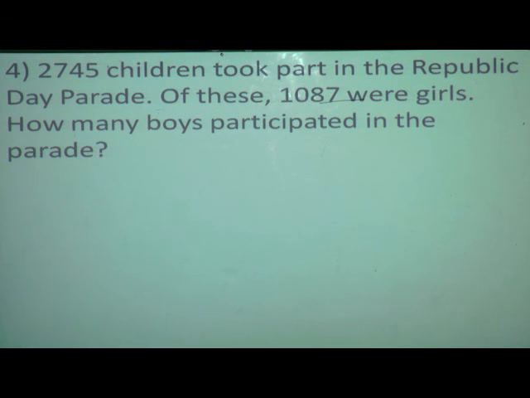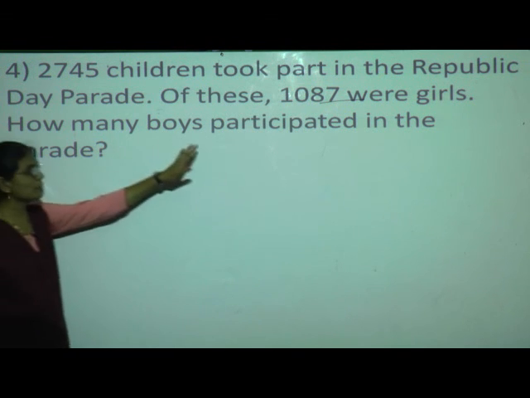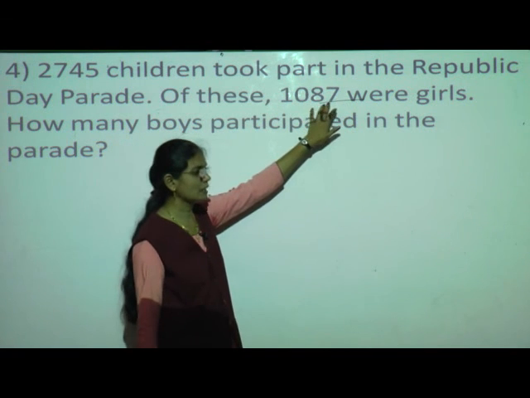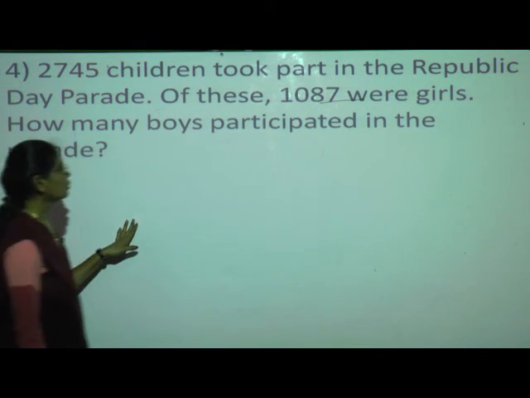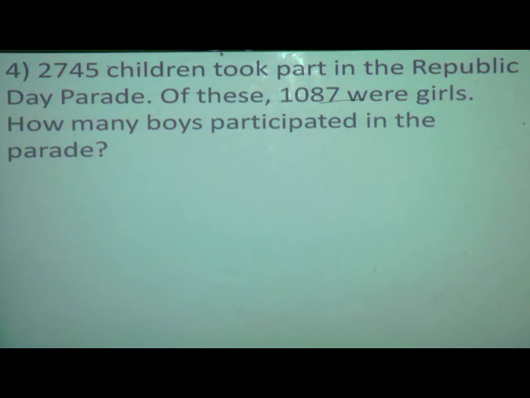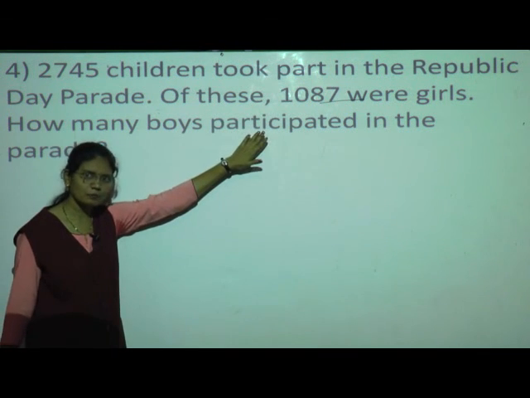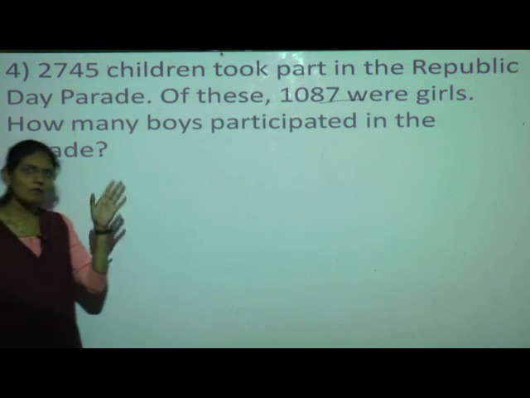See, total number of students. How many total students were there in the parade? In the parade there were 2745 students. Okay, and out of that 2745, how many were girls? There were 1087 girls. And the question is how many boys participated in the parade. Then from the total number of students, if we subtract the number of girls, we will get the number of boys.